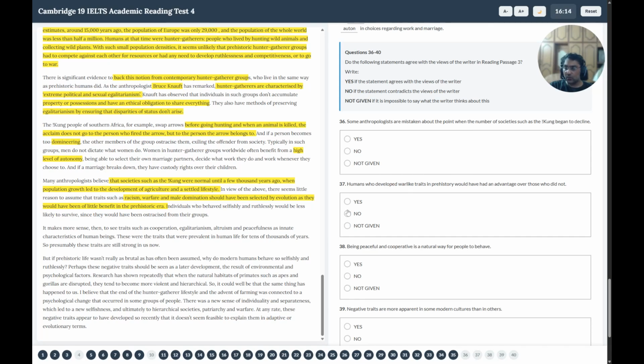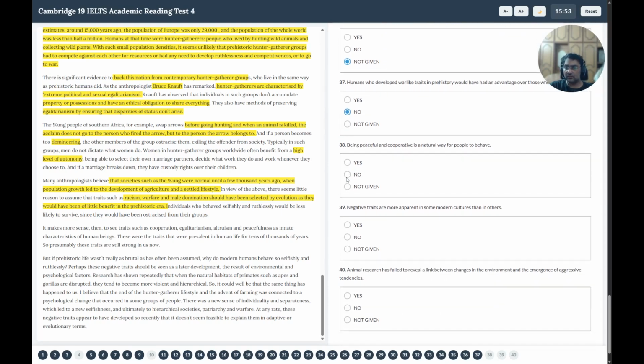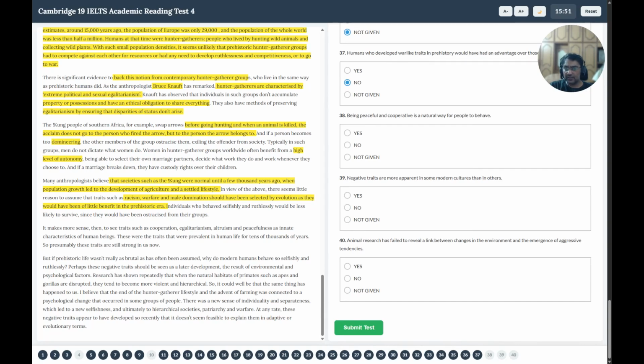Nope. So we found the answer to question number 37 as no, which means the answer to question number 36 is somewhere in between here. They're not mistaken. It's not given. Being peaceful and cooperative is a natural way for people to behave. Yes?